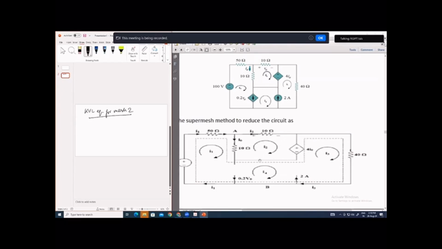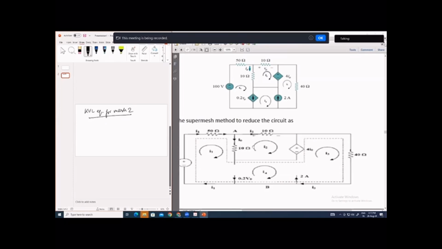For the first thing, you have to identify the meshes, which we have already done. Next, you have to assign an unknown current. This is mesh 2. We have numbered it as mesh 2. So we are assigning I2 for mesh 2, and we are considering that I2 will be flowing in clockwise direction. At the end, we will see whether our assumption is right or wrong.